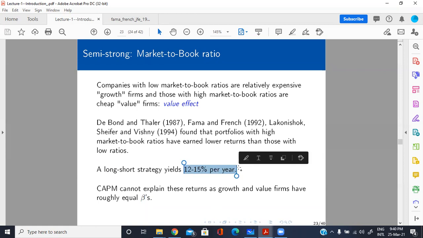Is it a significant return? Is it significant? And you just want to see the proof. Are you there? Yes, sir. Okay. So you just want to see the proof.